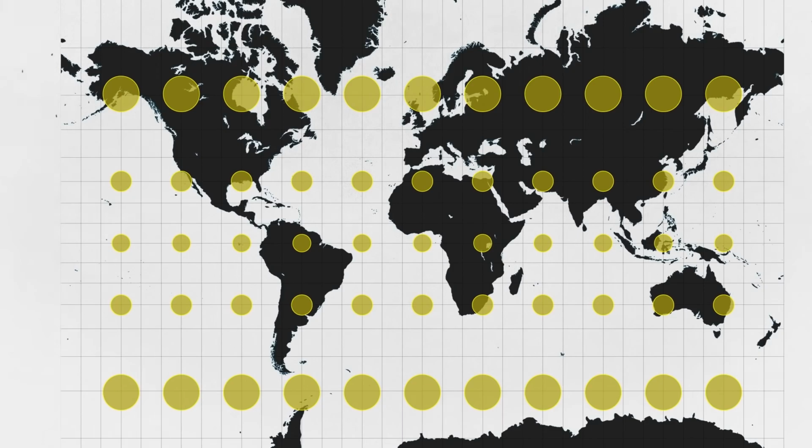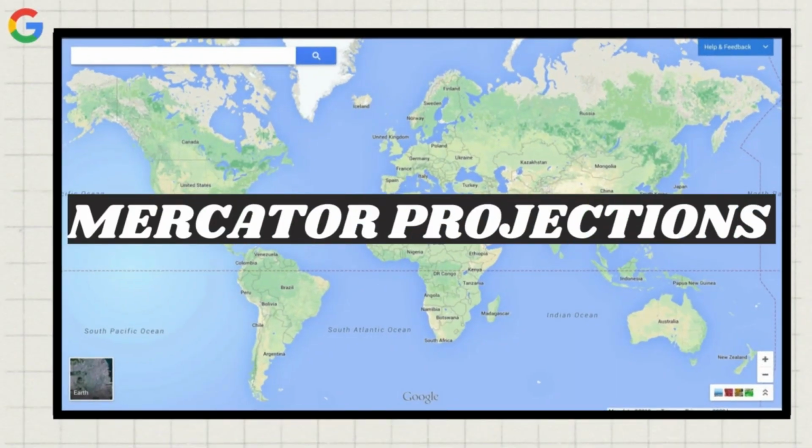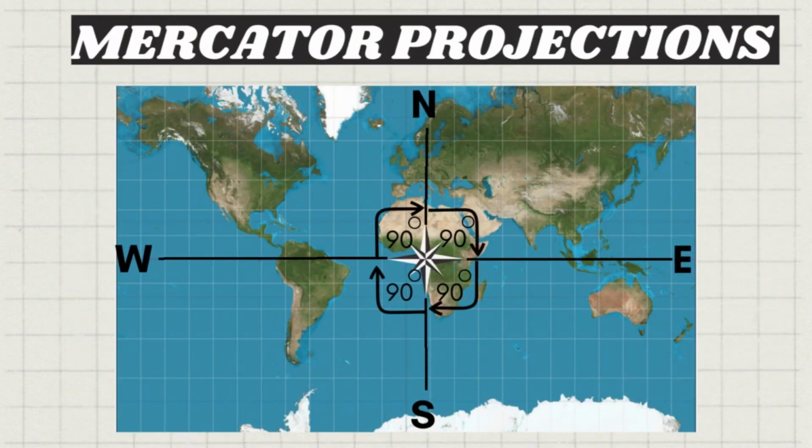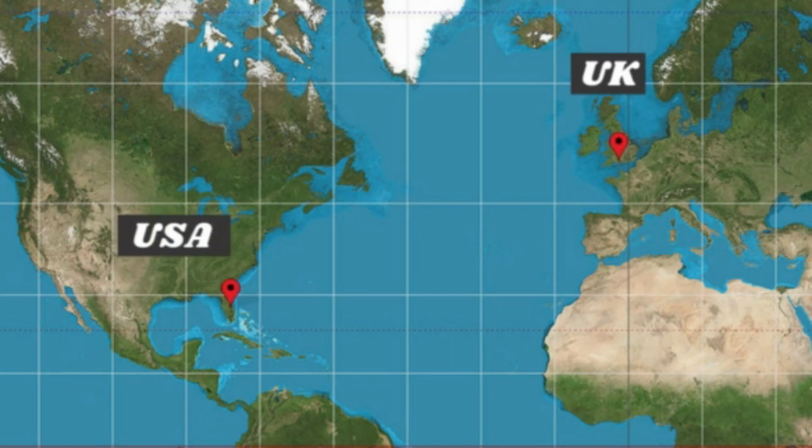Another important feature of the Mercator projection is that it accurately preserves direction, which is why it is commonly used in navigation. For example, Google Maps uses the Mercator projection for navigation. On a Mercator projection, any straight line represents a true compass bearing, which makes it useful for sailors and pilots who need to navigate a course. For example, if a sailor wants to go from the UK to the USA, the sailor will make a straight line using the Mercator projection, but in reality, this is not a straight line but a curved line.